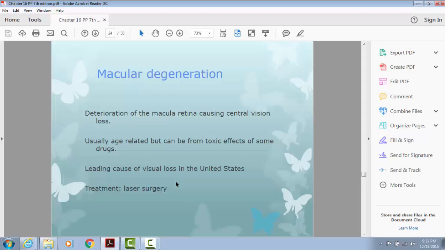Treatment for this, sometimes they can do laser surgery. Depending on if it's wet or dry macular degeneration, there are treatments that they can do injections directly into the eye to reduce the amount of fluid that is built up.